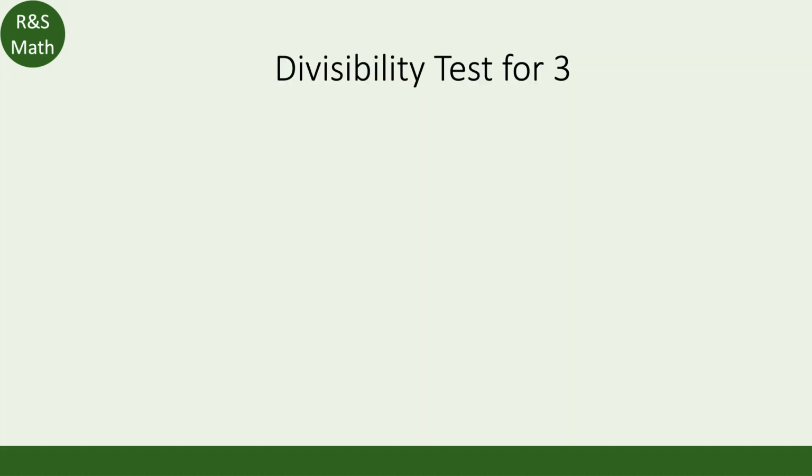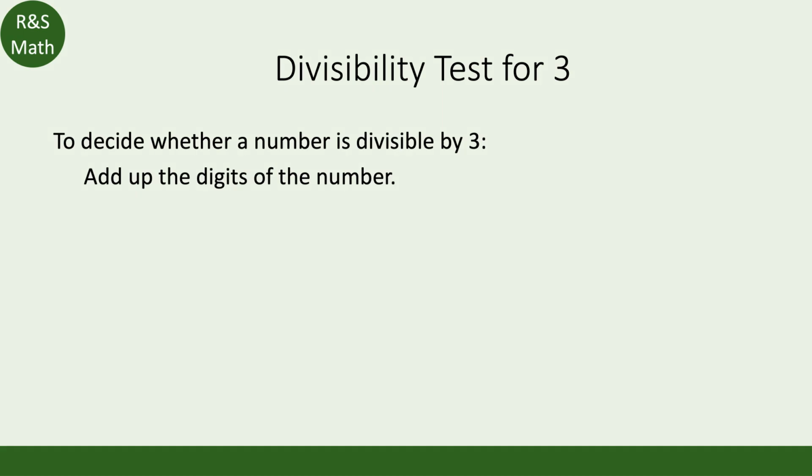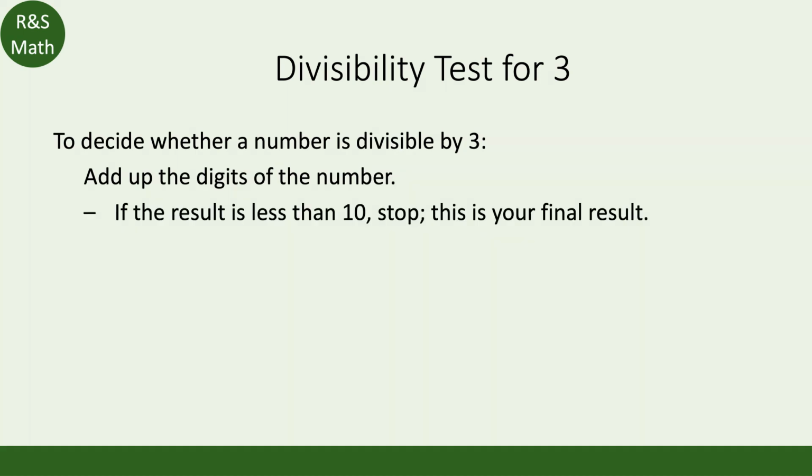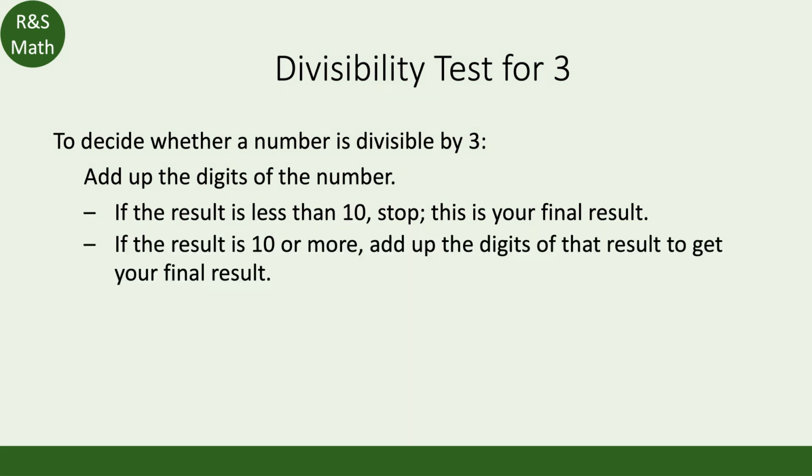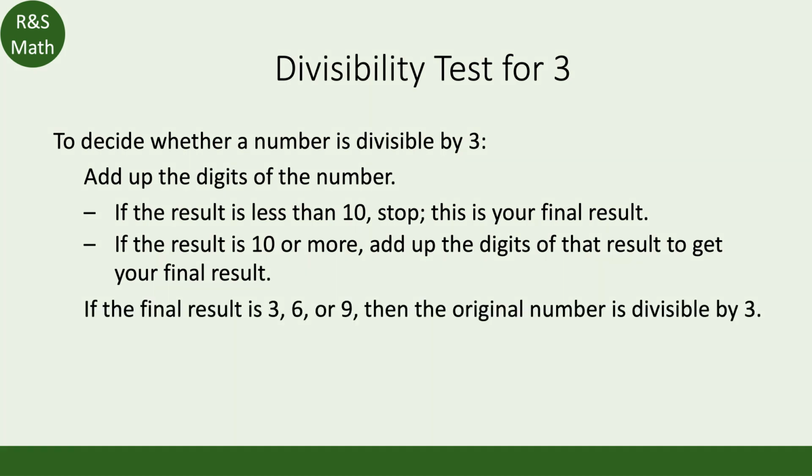You can tell if a number is divisible by 2, 5, or 10 just by looking at the last digit. But the way to tell if a number is divisible by 3 takes a bit longer. To decide whether a number is divisible by 3, add up the digits of the number. If the result is less than 10, stop. This is your final result. If the result is 10 or more, add up the digits of that result to get your final result. If the final result is 3, 6, or 9, then the original number is divisible by 3. We call this the divisibility test for 3.